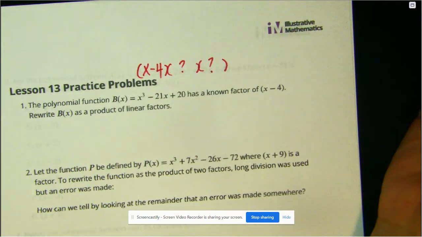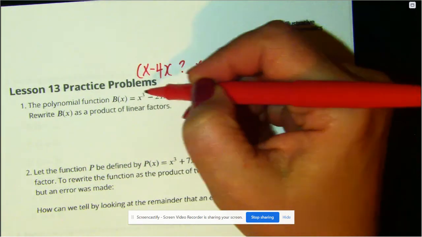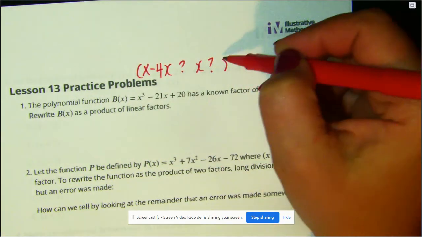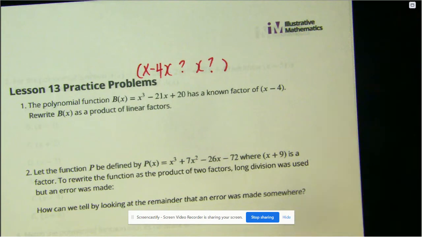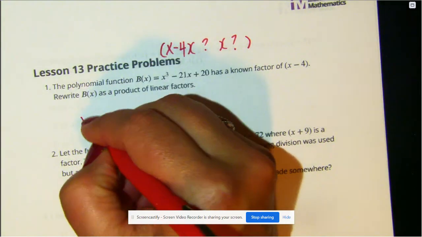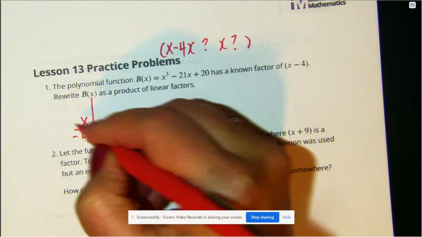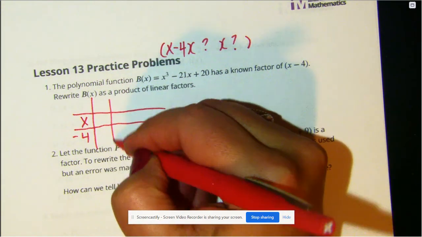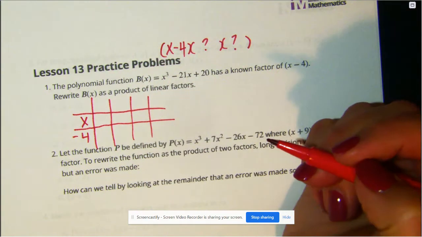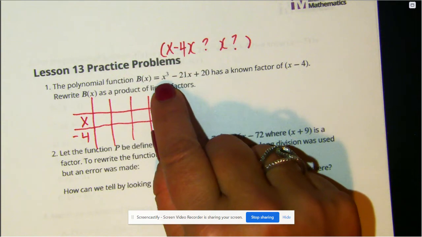I'm going to work backwards. When I know the factors, I multiply to get standard form. When I know standard form, I divide to go back to factored. So I'm going to do the box method. Okay, and I know that x times something makes this first term.